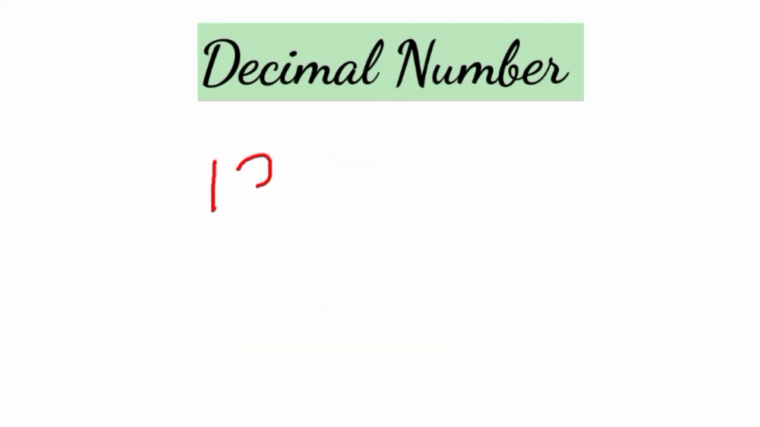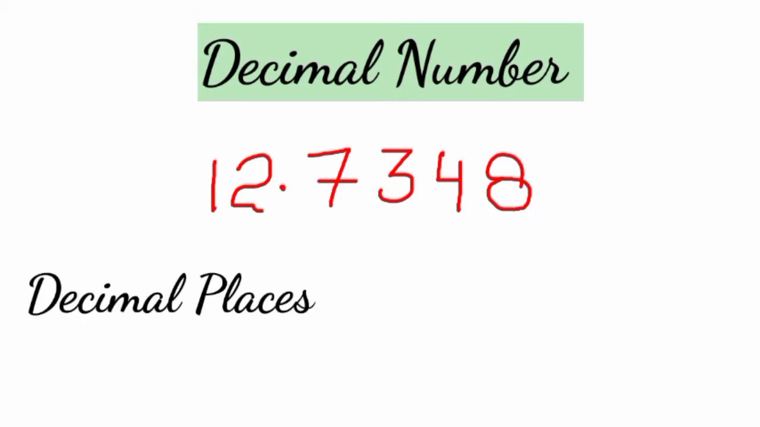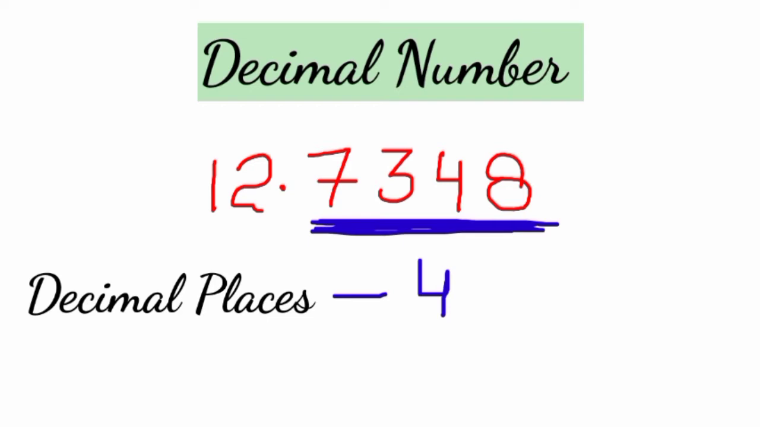For example, we have 12.7348. So how many decimal places are there? There are 4 decimal places. Why? Because after the decimal there are 4 digits.